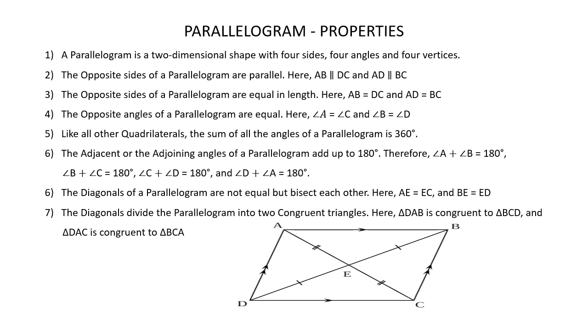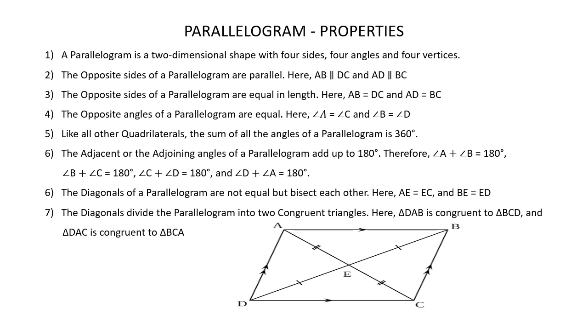This means angle A plus angle B plus angle C plus angle D is equal to 360 degrees. The adjacent or adjoining angles of a parallelogram add up to 180 degrees. So here angle A and angle B are the adjacent angles. So here angle A plus angle B is equal to 180 degrees.